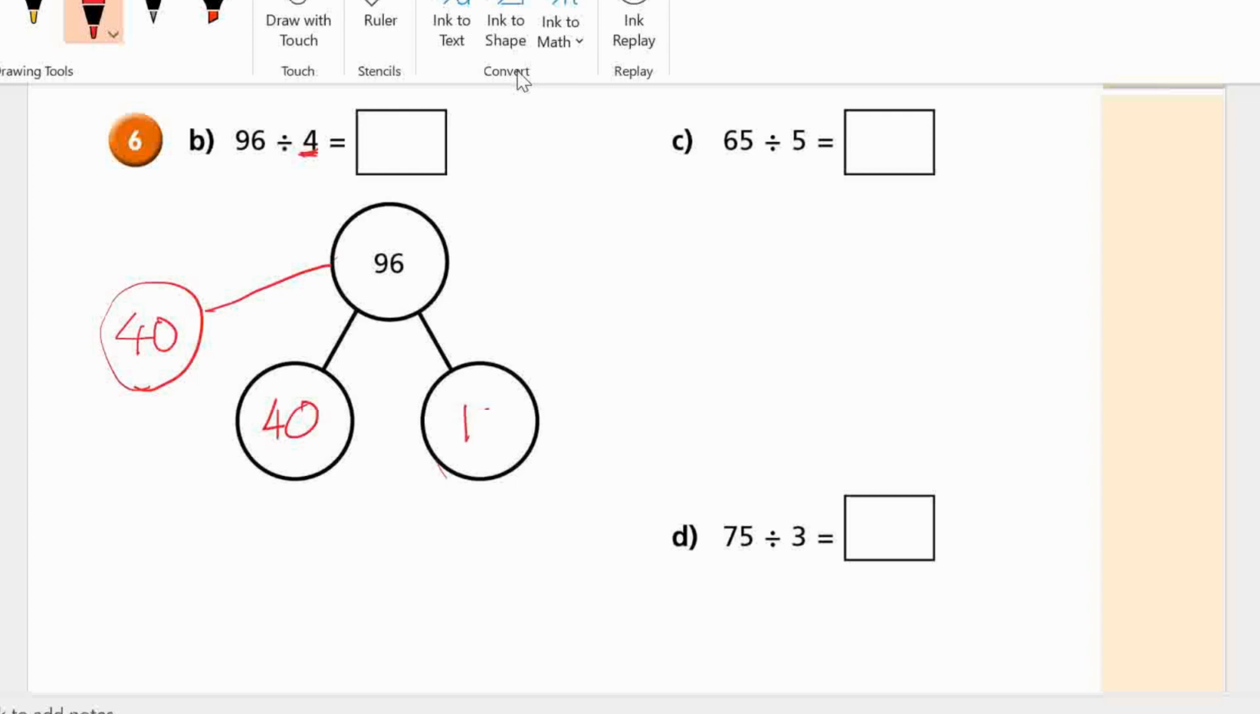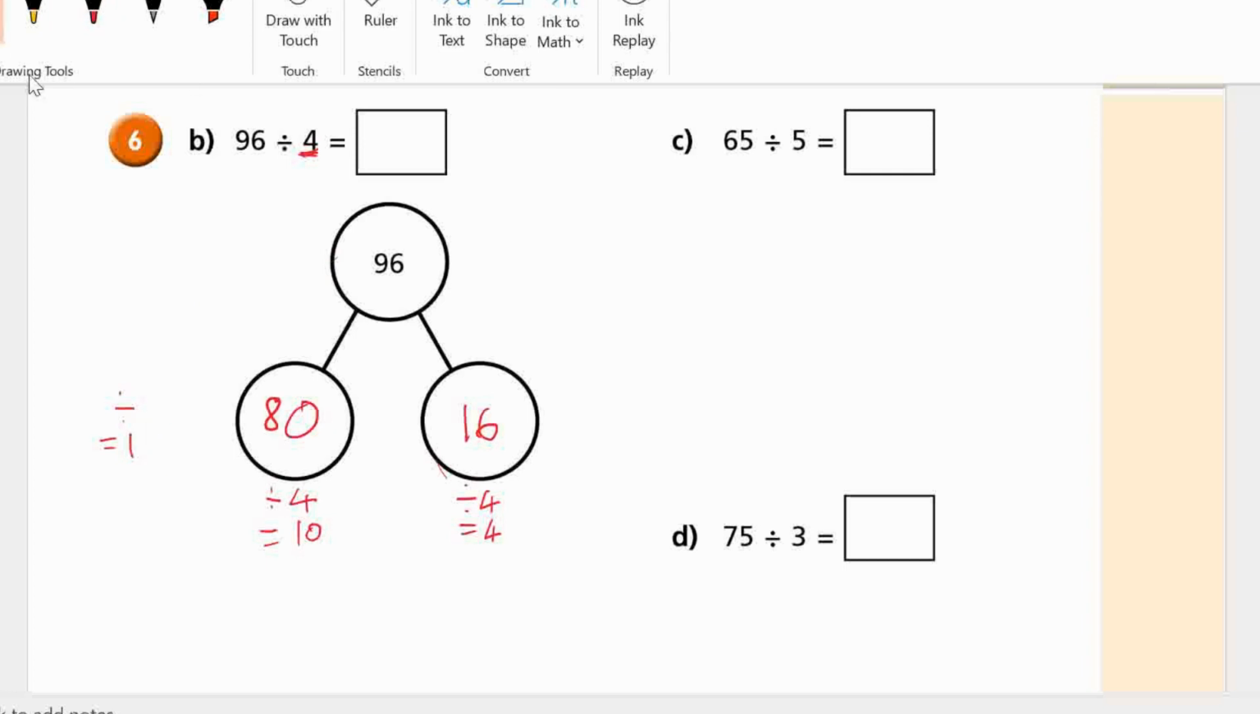So 96 take away 80. 16. Okay. How many times does 4 go into 40? Yeah, that equals 10. So of course this must equal 10. How many times does 4 go into 16? Good. Okay, 4 times 4. Now, they only gave you 2 bubbles, so what they want you to do is they want you to take away 80.